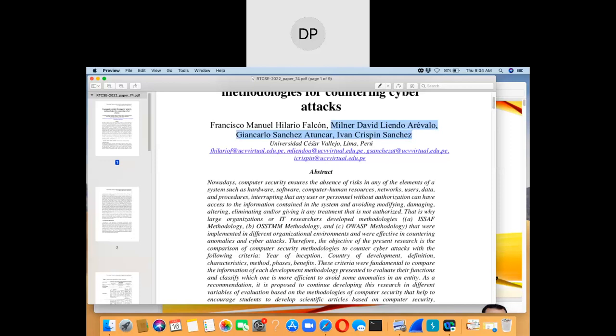Their university is Universidad Cesar Vallejo. It is a Spanish word, meaning University of Cesar Vallejo, which is a place. The city is called Lima, and the country is there. And this is their email address form.